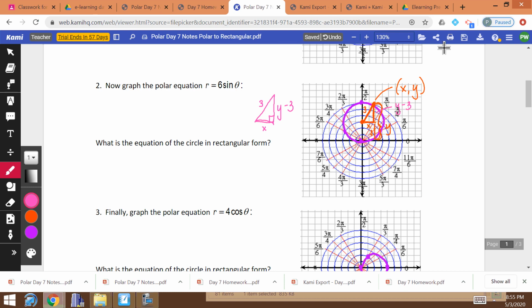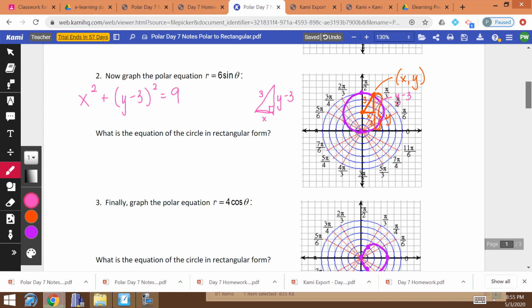So if I were to, again, do Pythagorean theorem, we have x squared plus (y minus 3) squared is equal to 3 squared, or 9. And this is the rectangular equation of our circle here.